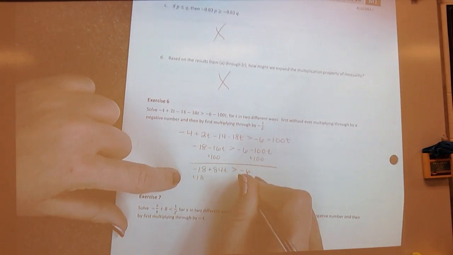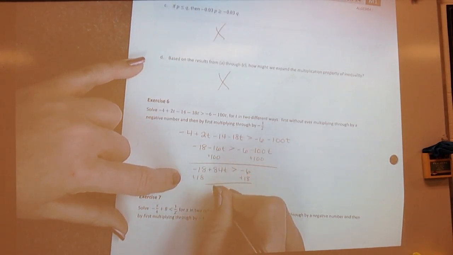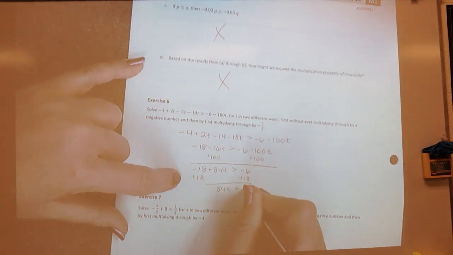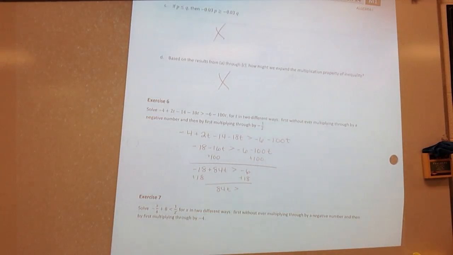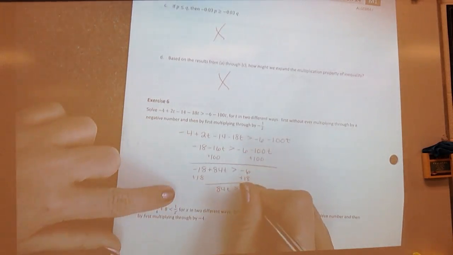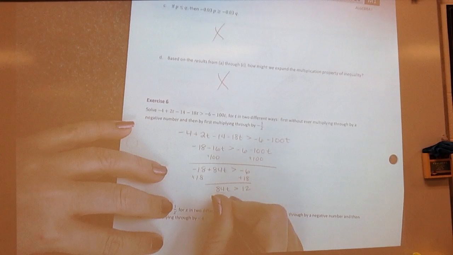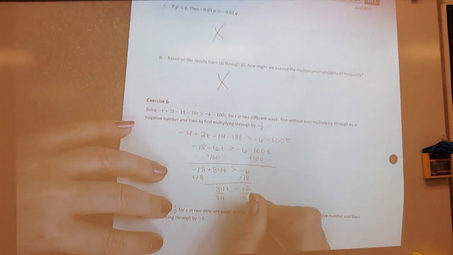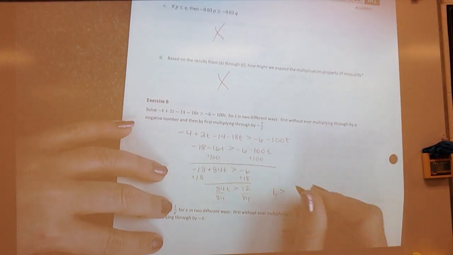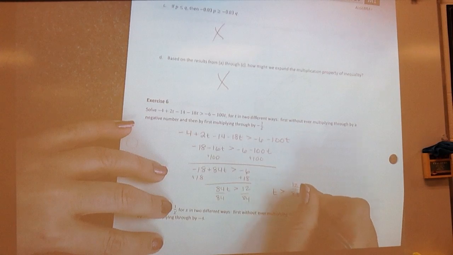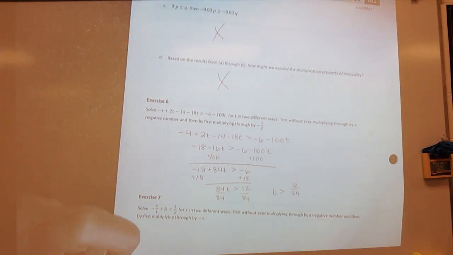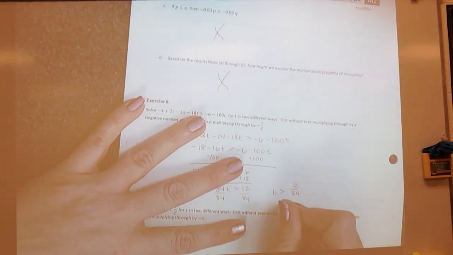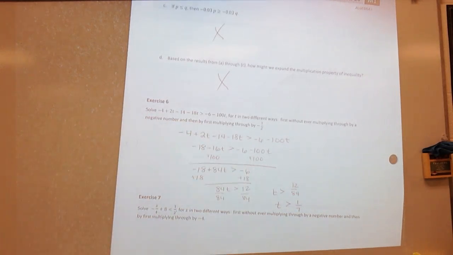Add 18 to both sides. 84t is greater than 12. Divide by 84. T is greater than 12 over 84, which actually reduces because 12 will go into 84, so t is greater than 1 over 7.